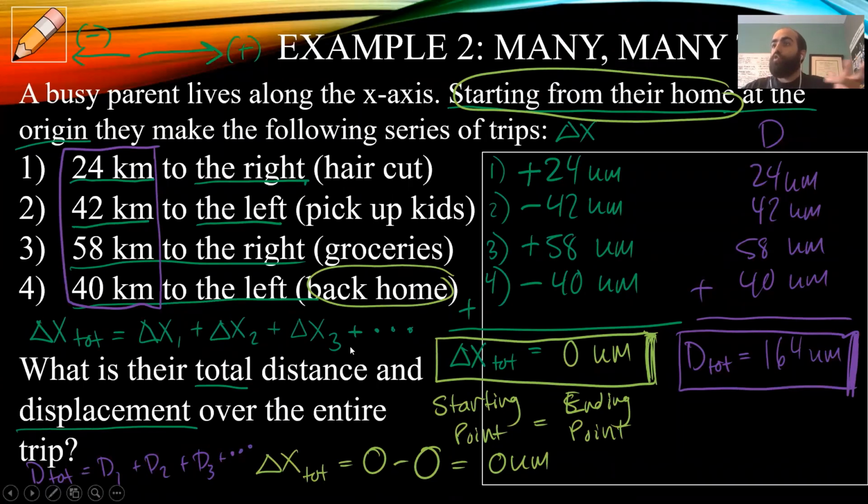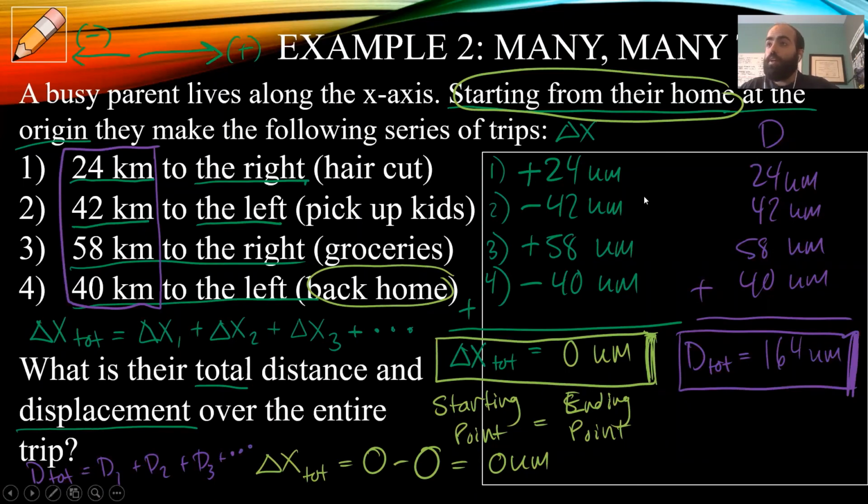If you draw out your coordinates and go 24 to the right, 42 to the left, 58 to the right, and 40 to the left, if you work through all of that, you should end up with the same answer. You should end up with the starting point being the same as the ending point. It's just that it's going to be pretty messy and cluttered whenever you have all of these distances and displacements along one axis. So when it's in one dimension, this is a nice way of handling it when you have multiple displacements and multiple distances to talk about.